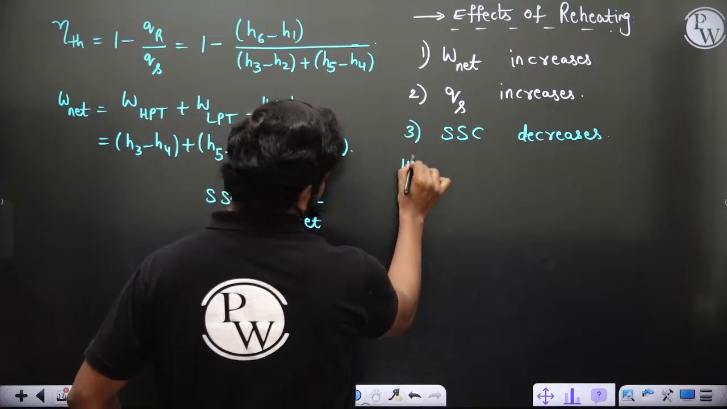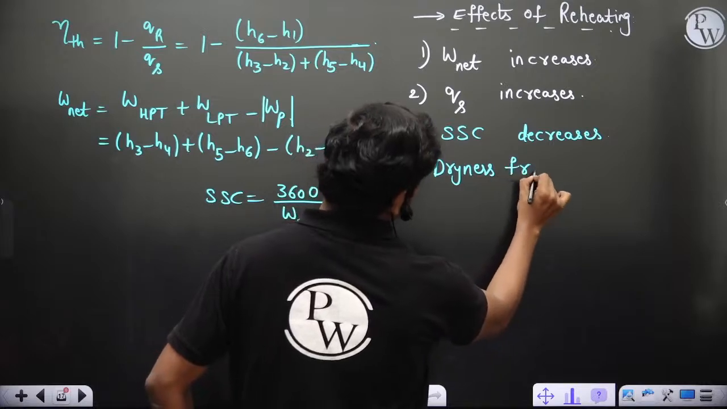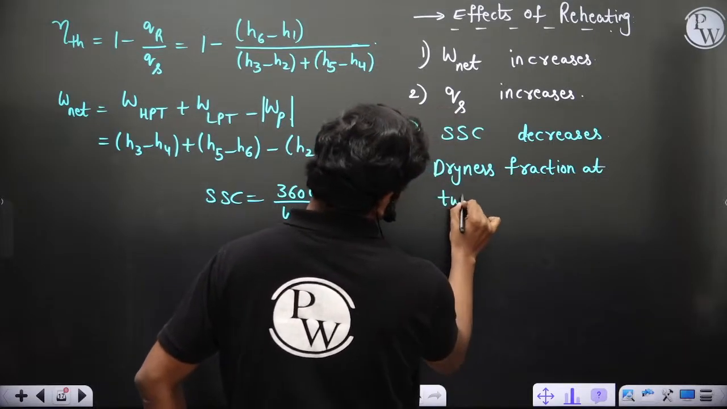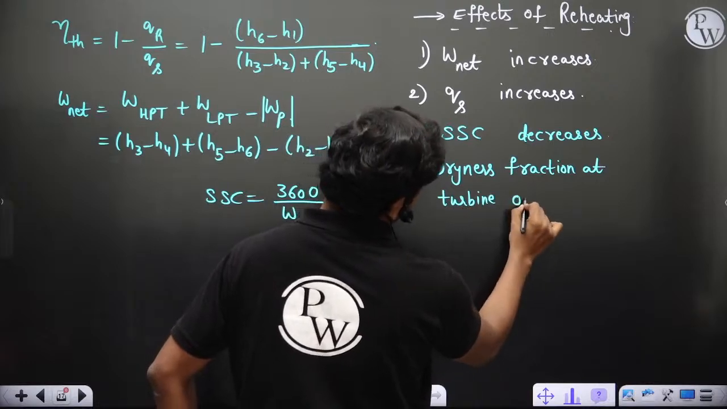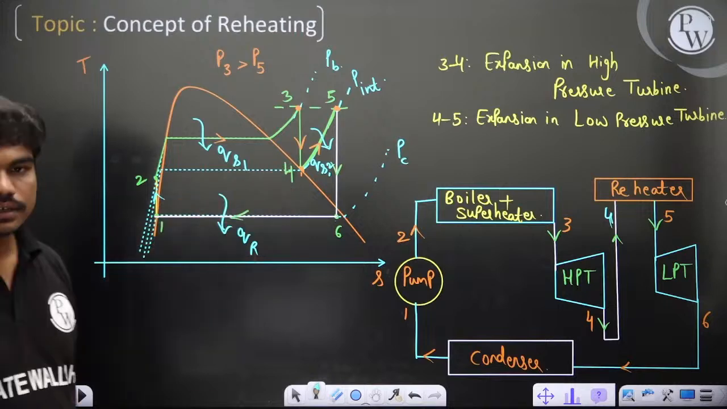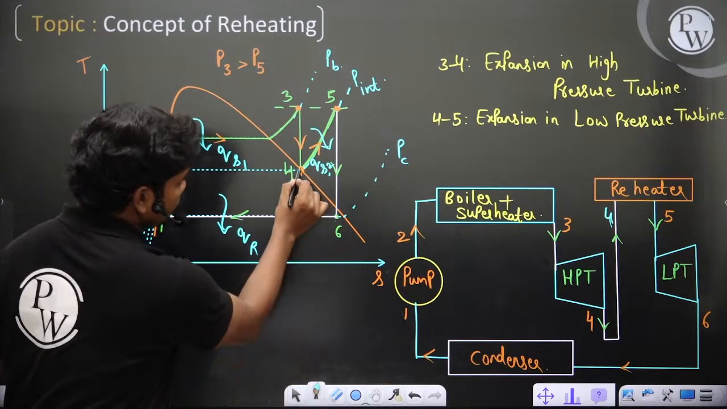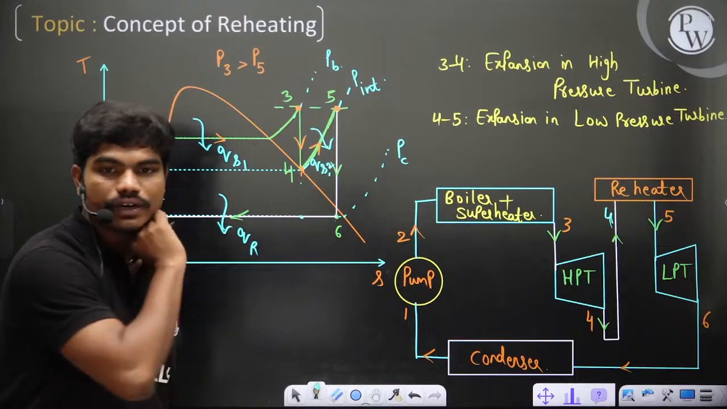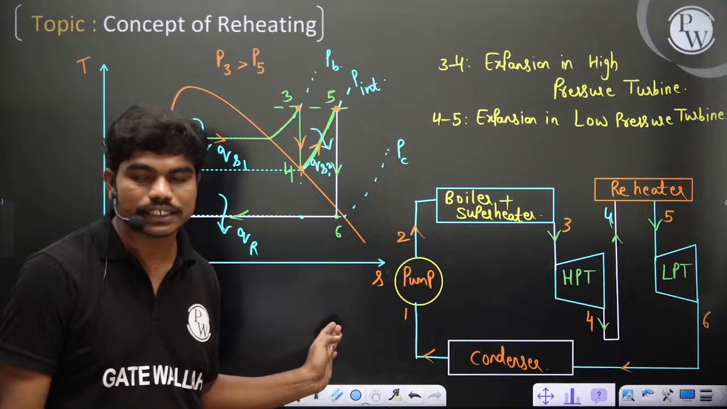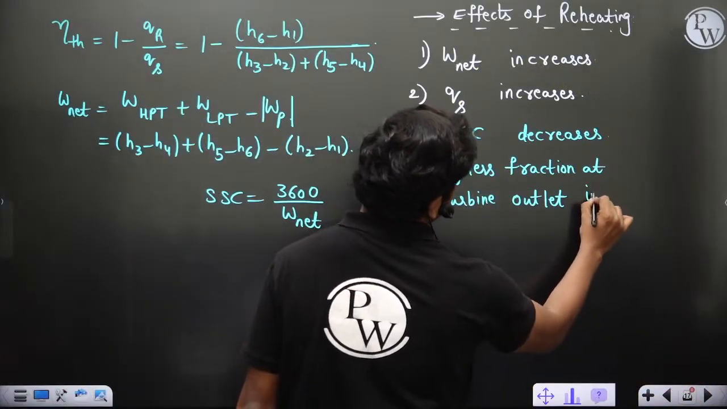Fine. 4. Dryness fraction at turbine outlet. See what happens. If I have not reheated, this point would have ended somewhere here, and then definitely the dryness fraction would have been less, correct? So what happens to the dryness fraction at the exit of the turbine? It increases, correct? So this value increases.